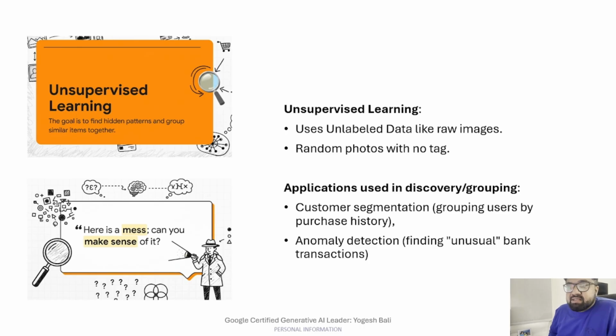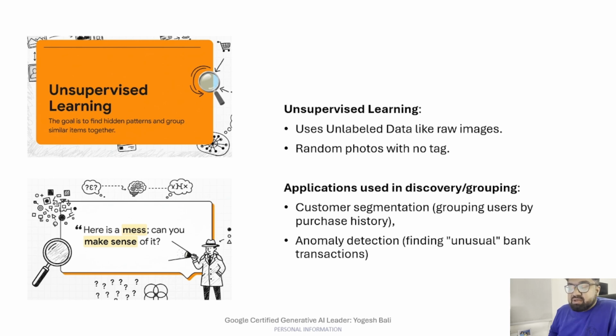Unsupervised learning is learning where the goal is to find hidden patterns and also group similar items together. Here we use unlabeled data. Here the tagline is, here is a mess, can you make sense of it?